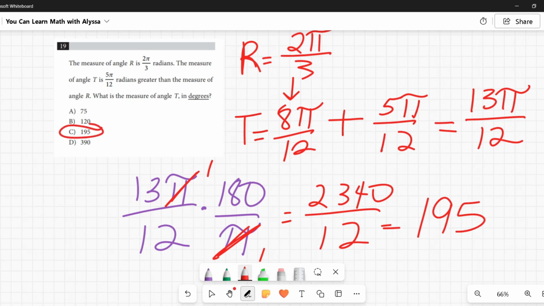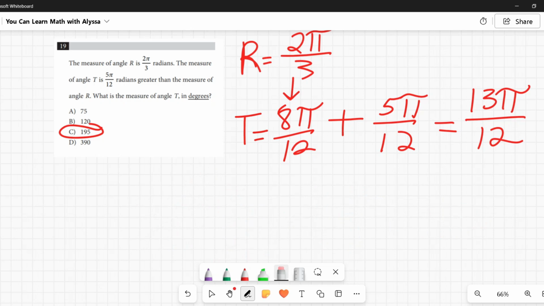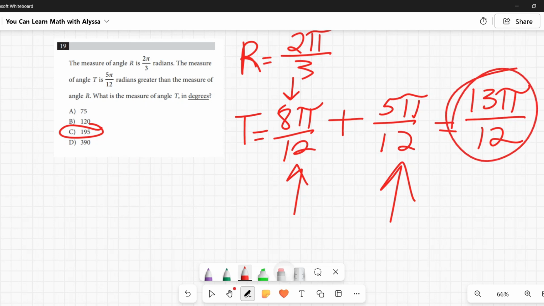And that is C. If you had a calculator that will do it, you absolutely could have converted each of these into degrees and then added those degrees together. You would still get 195. If you're doing this manually, I don't recommend that. That's more work. I would recommend adding this together and then converting at the end. Granted, with this one, you do have to change that 2 pi over 3 into 8 pi over 12. For me, it's a little faster to do that than to convert both of these by hand to degrees and then add them. But you absolutely could.